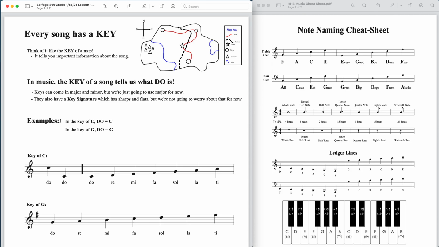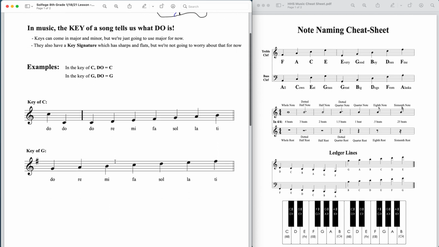So, some examples. In the key of C, do would be C. Okay, because the key always tells us what do is. So if the key is C, do is C. If the key is G, do is G. And it would go on and on. We're going to focus on, sorry about that, we're going to focus on C and G for now.